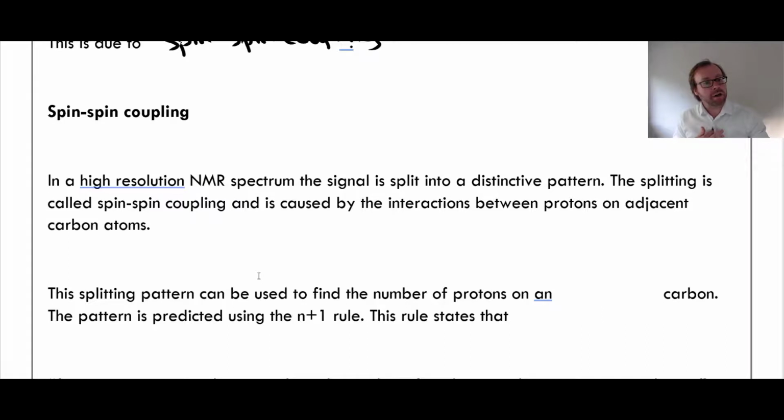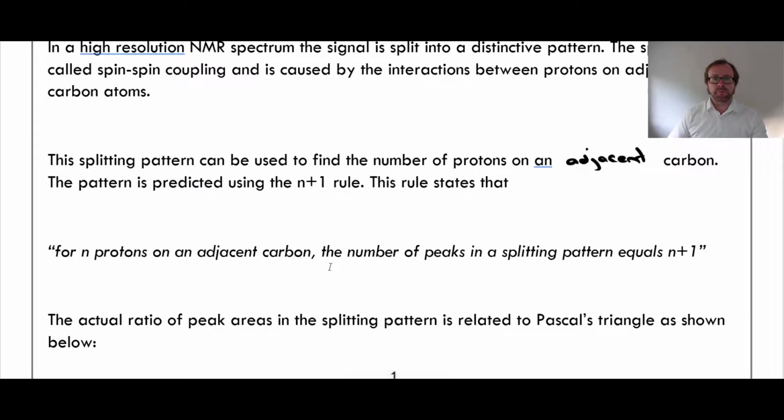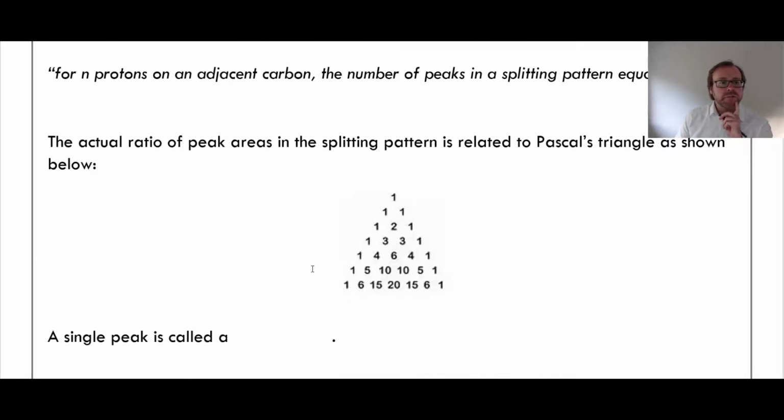So spin-spin coupling. In a high-resolution NMR spectrum, the signal is split into a distinctive pattern. The splitting is called spin-spin coupling and is caused by the interaction between protons on adjacent carbon atoms. So the splitting pattern can be used to find the number of protons on an adjacent carbon atom, which means next to. The pattern is predicted using the n+1 rule. This rule states that for n protons on an adjacent carbon, the number of peaks in a splitting pattern equals n+1. The actual ratio of peak areas in the splitting pattern is related to Pascal's triangle as shown below.